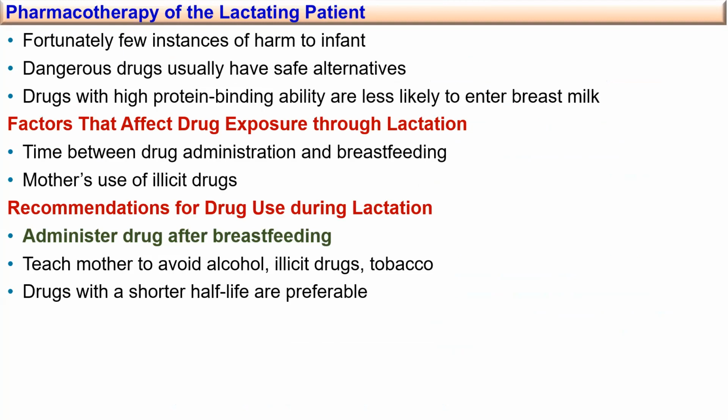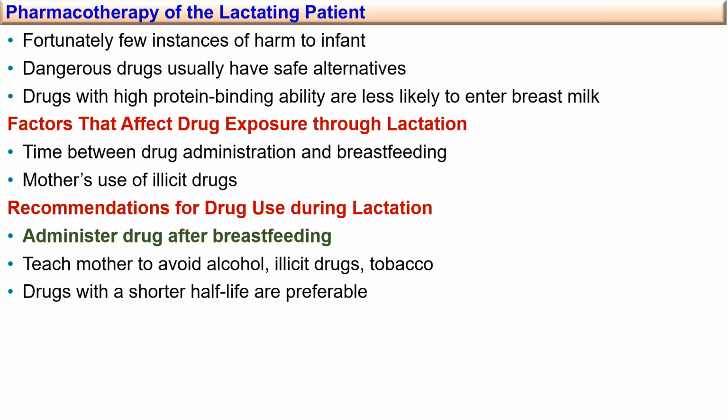So factors that affect drug exposure through lactation: time between drug administration and breastfeeding, mother's use of illicit drugs, amount of drug administered. In other words, the dosage of the drug administered. Was it within recommended dosage? Was it an overdose? Amount that reaches tissue. Infant's ability to metabolize drugs. All these are factors that affect drug exposure through lactation.